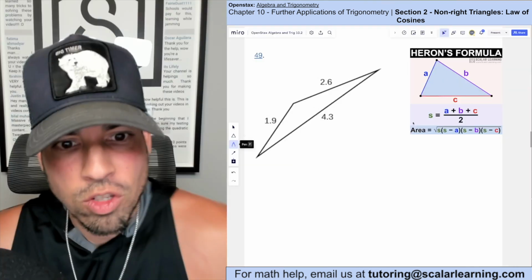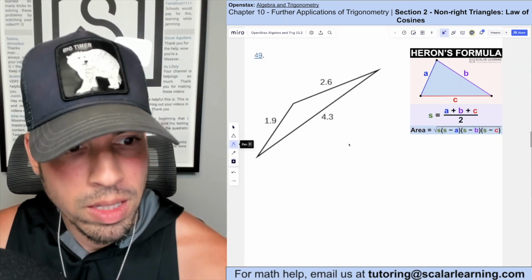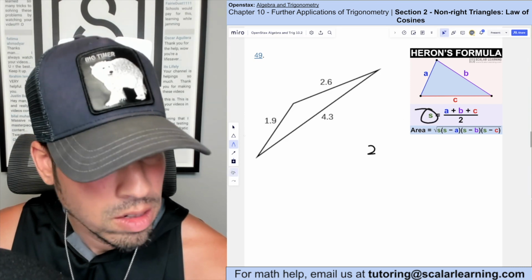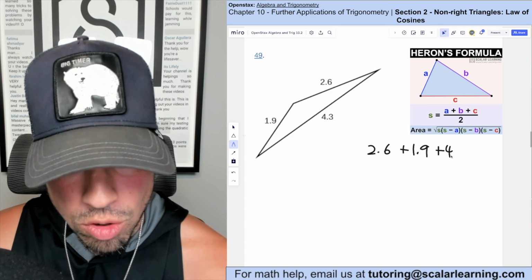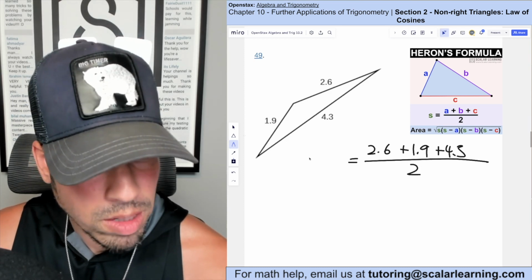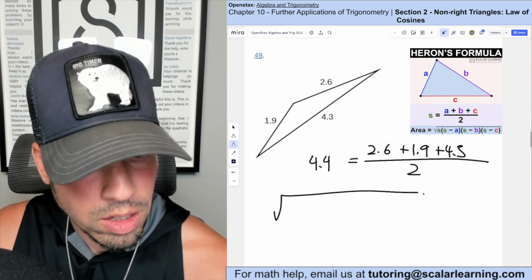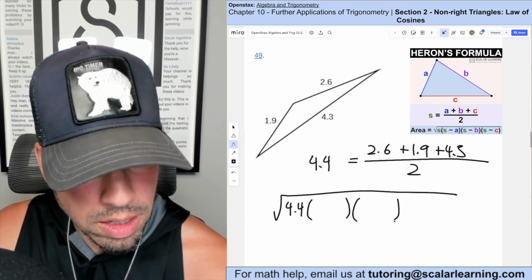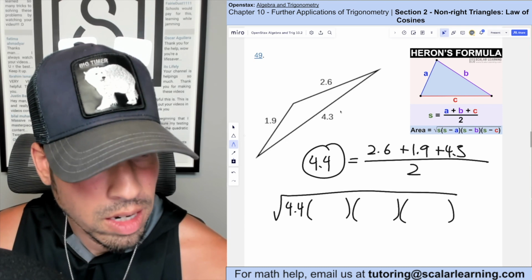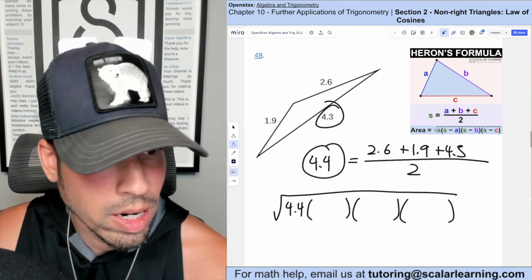Boom, done. So for this one, again, we got to use Heron's formula to find the area. So first we need to find S, which we can do by adding up all the known sides and dividing by 2. So on top, we get 8.8 divided by 2, which is 4.4. And then using the formula, we got the S value, 4.4, and then times the difference of S and each of the three sides. And we don't have to go in any particular order.